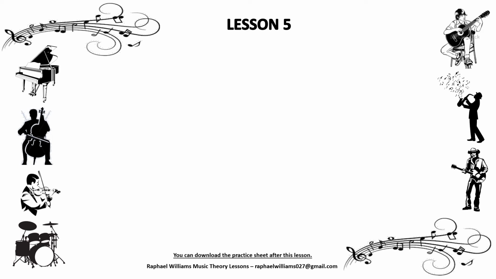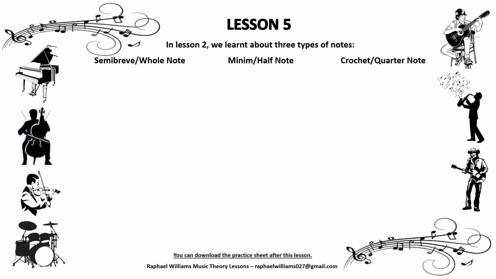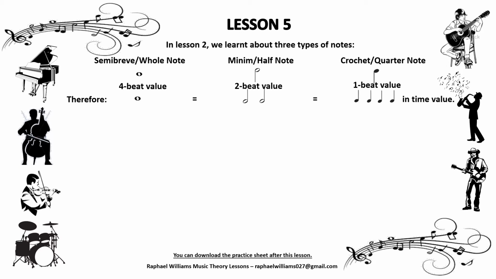Lesson 5. In Lesson 2, we learnt about 3 types of notes. The semibreve or whole note, which has a 4-beat value. A minim or half note, which has a 2-beat value. And the crotchet or quarter note, which has a 1-beat value. Therefore, 1 semibreve would be equal to 2 minims, which in turn is equal to 4 crotchets in time value.